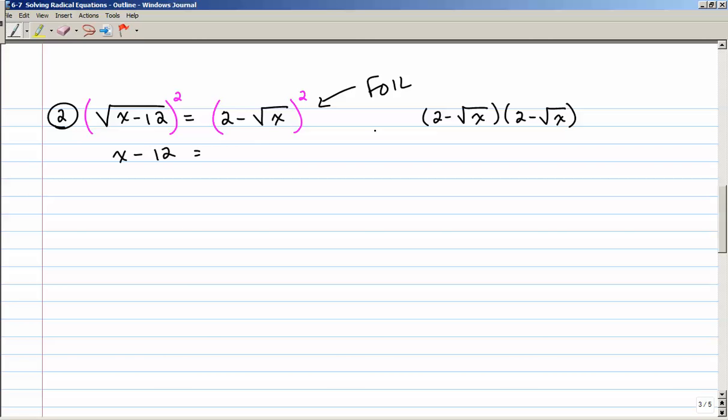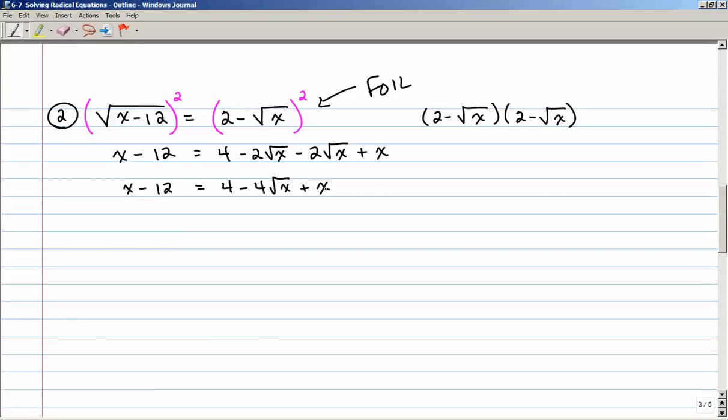Okay, so let's FOIL. First, outer, inner, and last. A negative square root of x times a negative square root of x gives me just an x. Let's combine like terms. So that's going to give me 4 minus 4 square root of x, because I can combine those two, plus x. Okay, but I'm not done. I still have a square root. I can't figure out what x is.